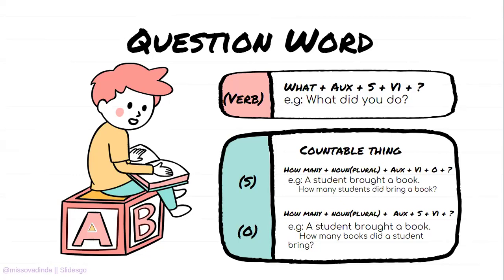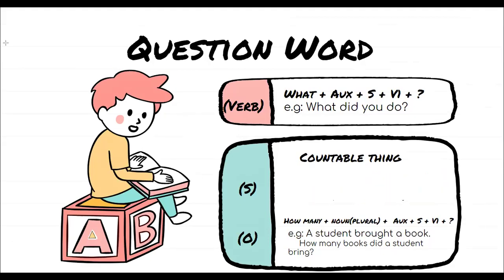We are asking about a in student. So it's gonna be how many students, remember, how many followed by non-plural, so it's gonna be students. How many students did bring a book? I'm sorry, it's actually how many students brought a book. So if you are asking about subject, it will directly go to the verb two section. I will cover it like this, and we can write it down again.